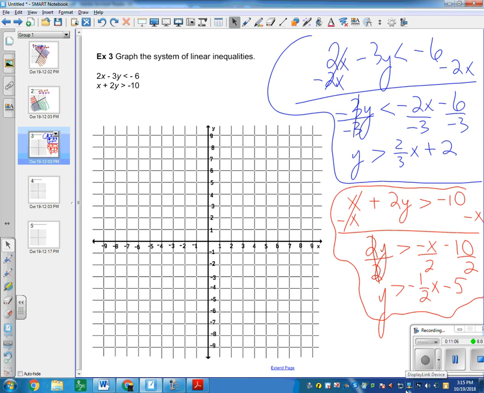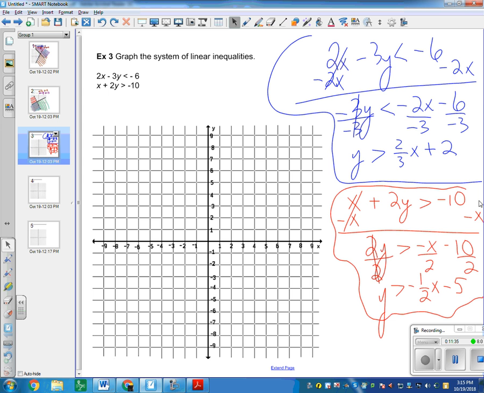In the top inequality, I subtracted 2x. I divided everything by -3. We have to remember that when we multiply or divide an inequality by a negative, we have to reverse the direction of the inequality symbol. We divided by -3, so the symbol has to reverse direction. It was facing west, now it faces east. A negative over a negative makes a positive. -6 divided by -3 makes +2. And our slope is 2 over 3.